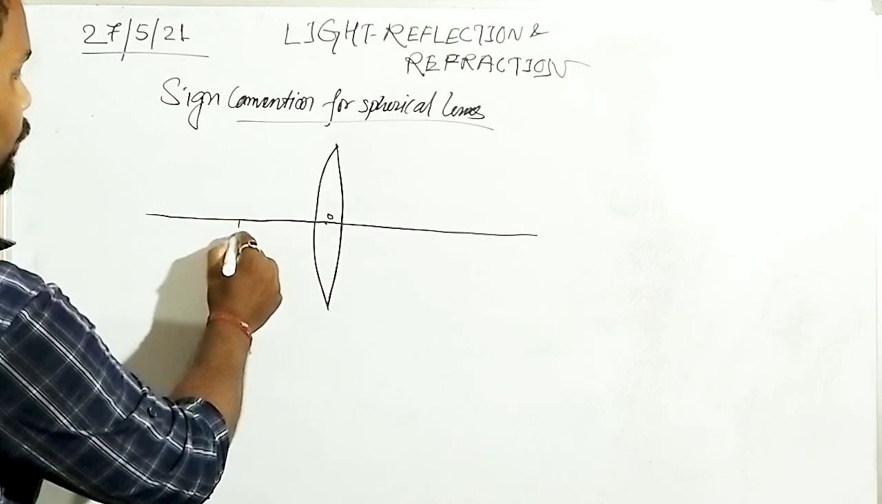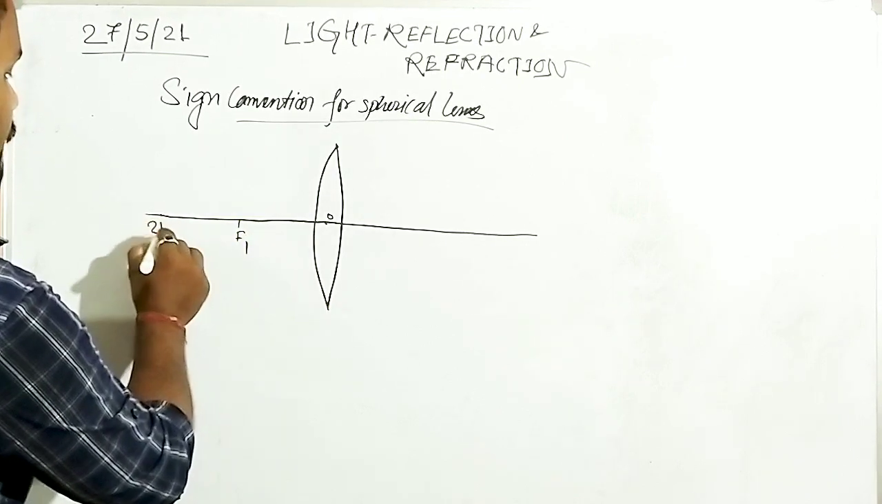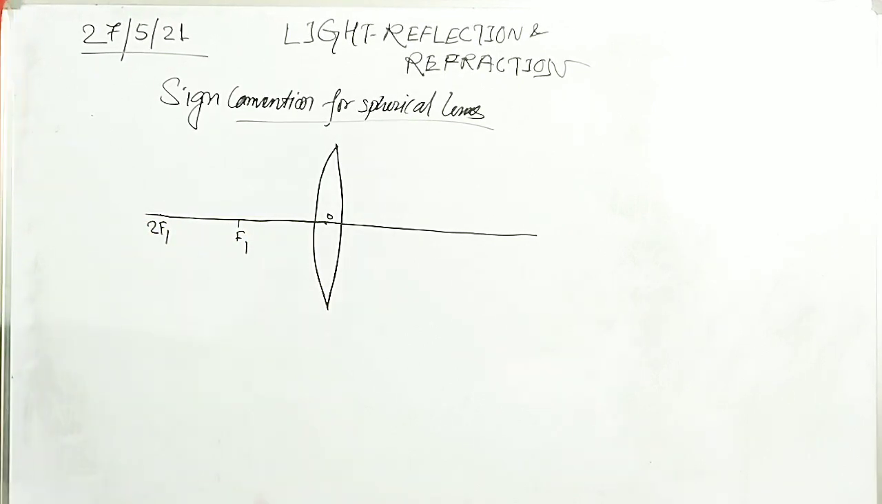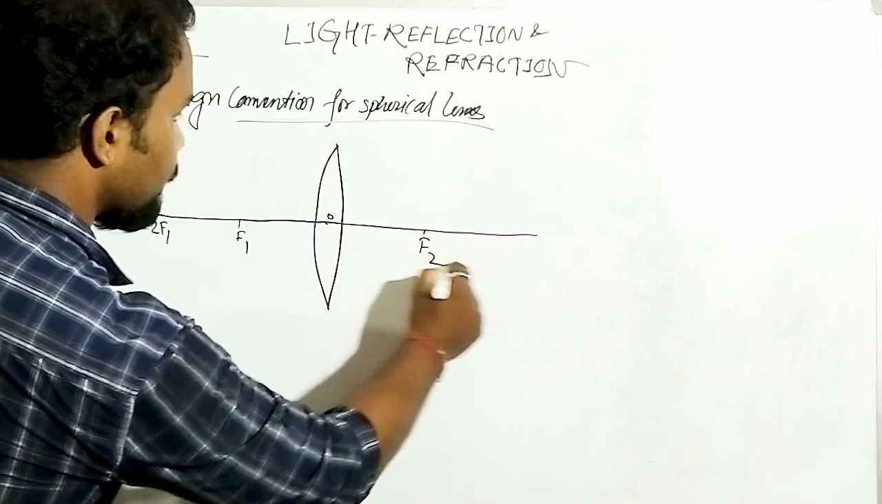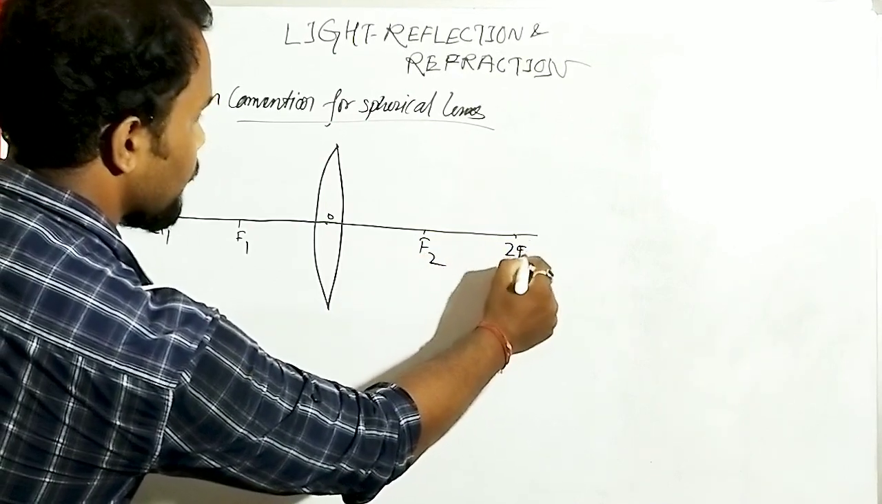Now I'll give a name F1, and a name 2F1. This is the center of curvature, or gives the radius of curvature, right? So this is F2, and this is 2F2.